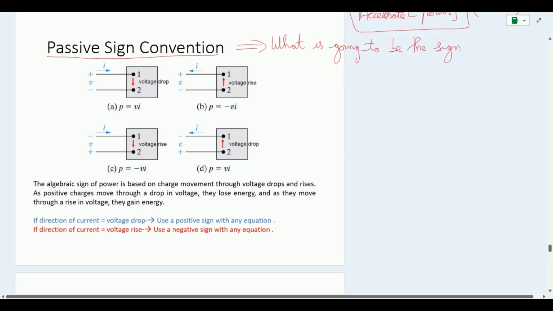What is going to be the sign of any electrical model mathematical equation? What does it mean? We'll shortly look into this.